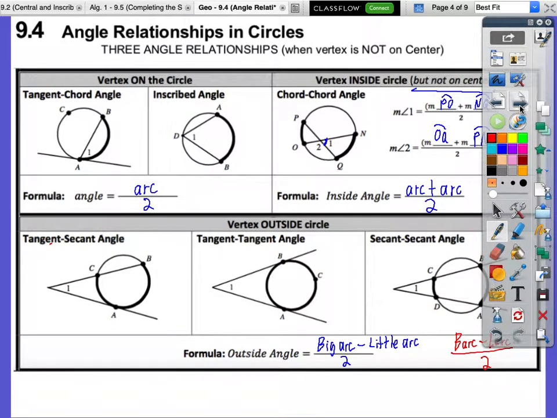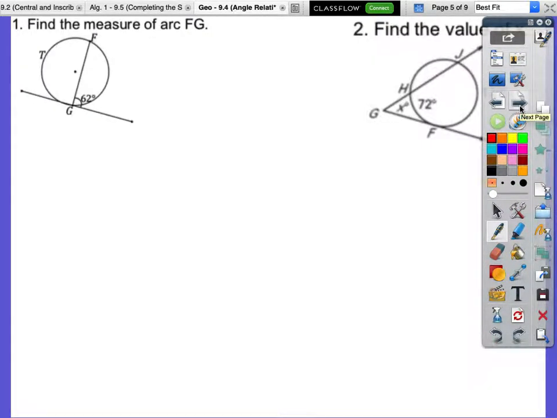We're gonna start using these. Let's use them, okay? Not like people though, okay? So, number 1, find the measure of arc FG.